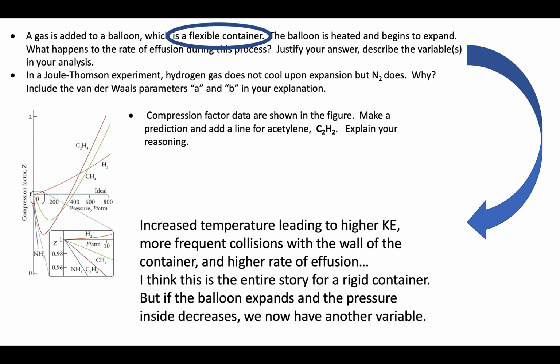But notice within here, this is with a flexible container. The balloon then is going to expand. The pressure is going to go down as the volume increases. So within here, we have another variable that we have to discuss. This would be a good example of partial credit for people that were talking about this first portion, but then for full credit, going on and analyzing what was taking place now because it was a flexible container and expansion was taking place. What would that do to the rate of diffusion along the way?